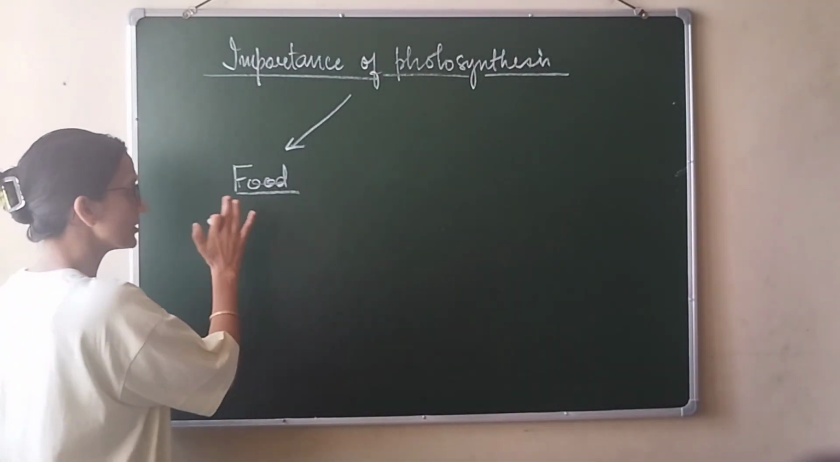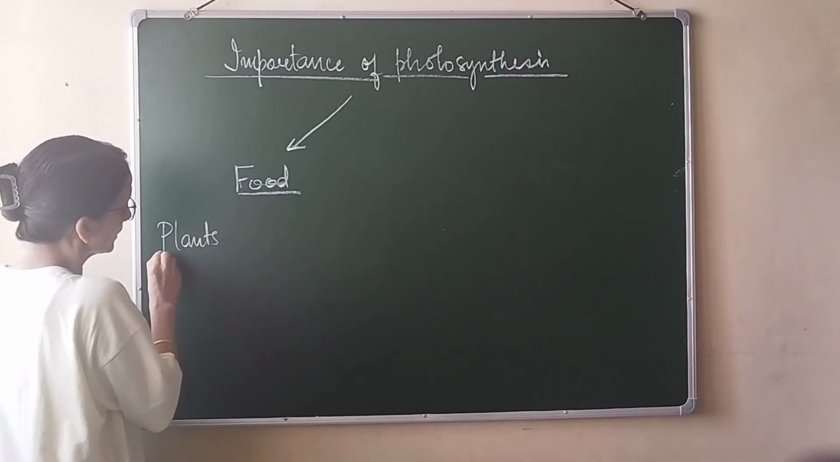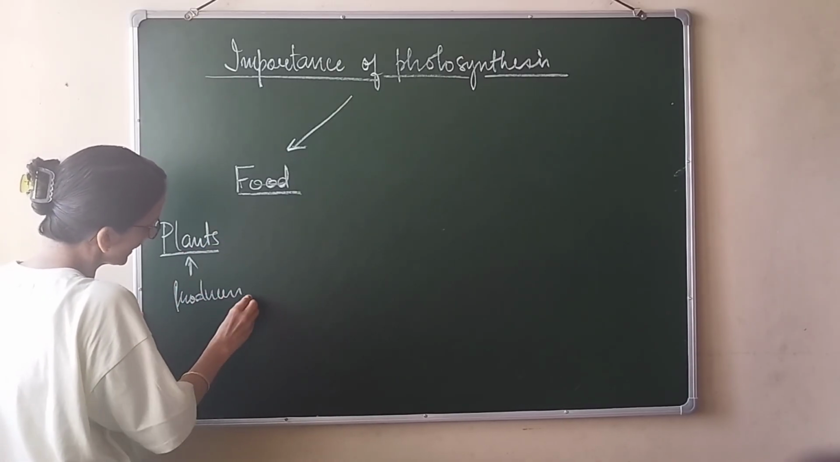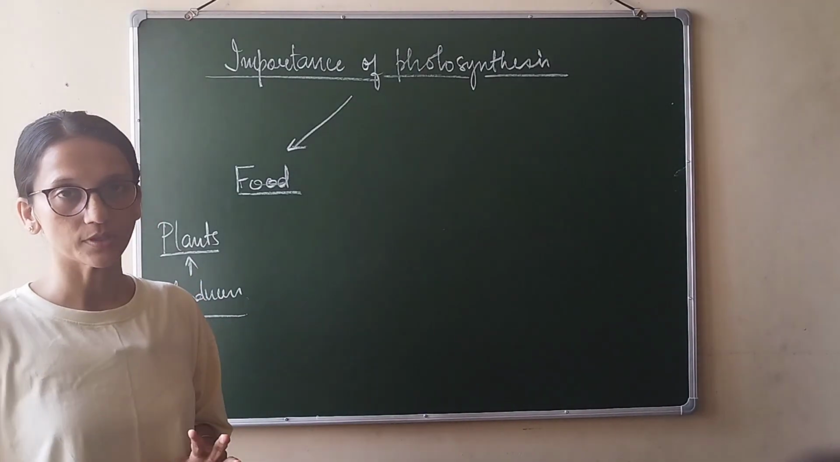Now because of this we always keep plants as producers. हम इन्हें producer कहते हैं. Why producer? Because they are kind of producing food for the entire living community.